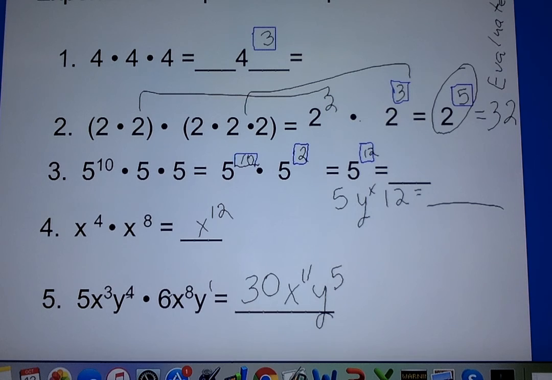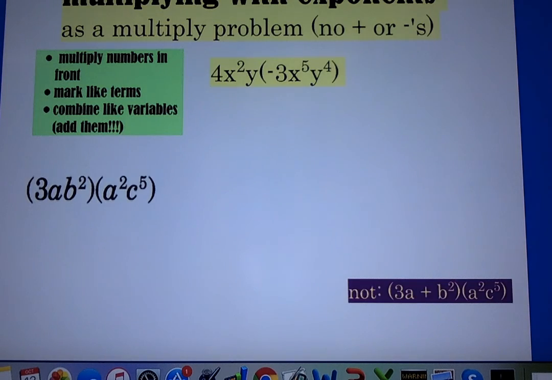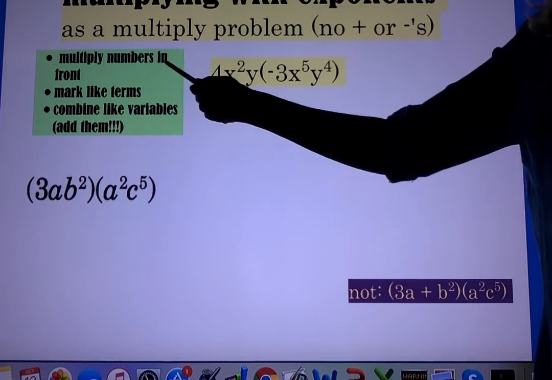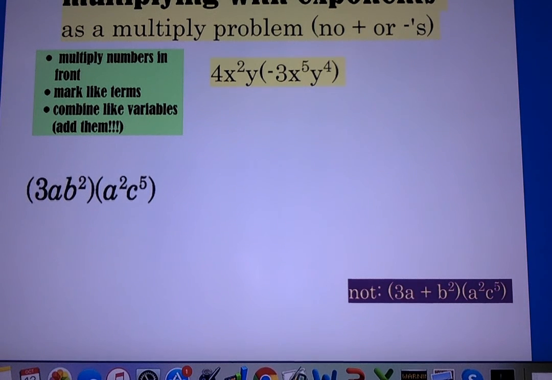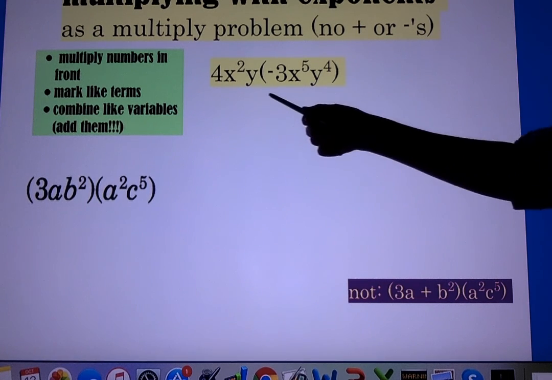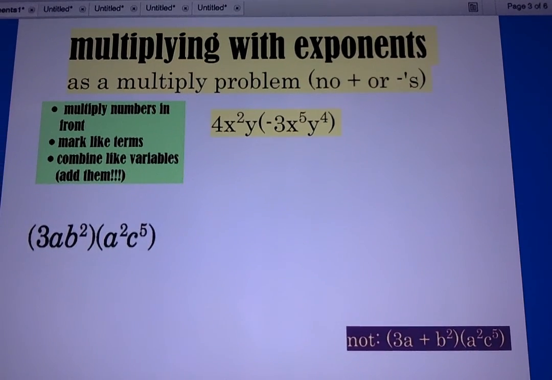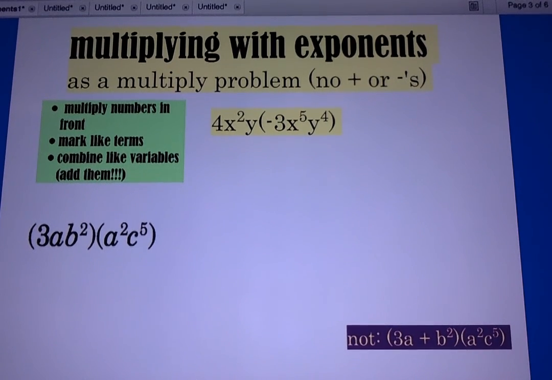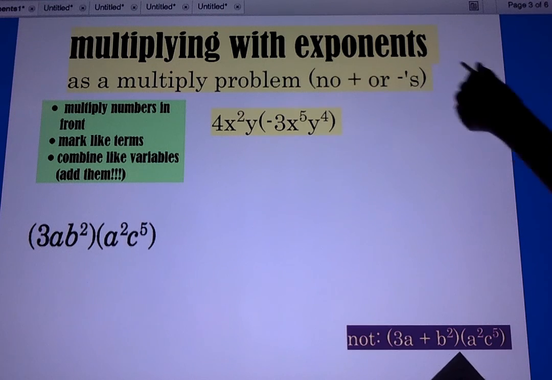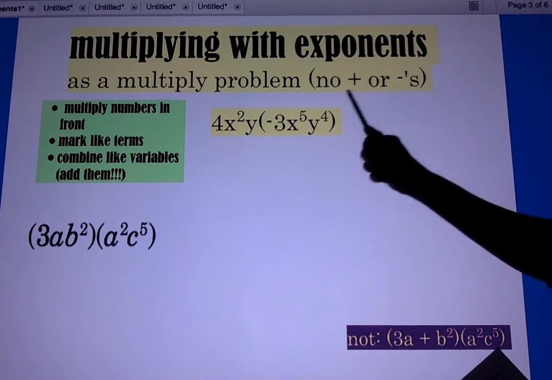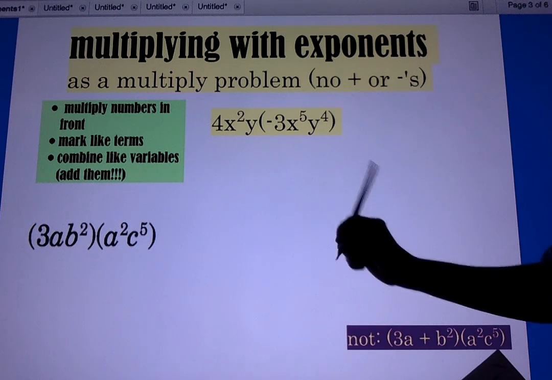I'll show you also some steps for multiplication in the next one. You want to multiply the numbers in front, mark the like terms, combine the like variables, and you add their exponents. So for this example right here, and again, you may want to stop the video so you can write some of this stuff down. Okay, so multiplying with exponents. As a multiplication problem, there's no adding and subtracting. This subtraction right here, this is a negative sign.